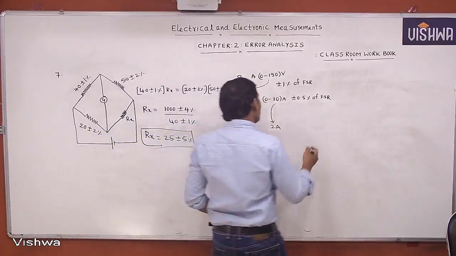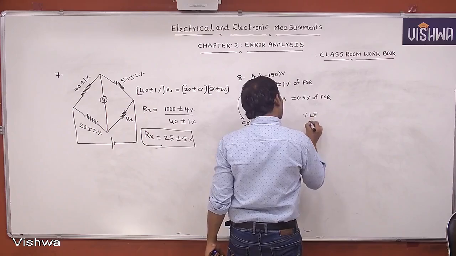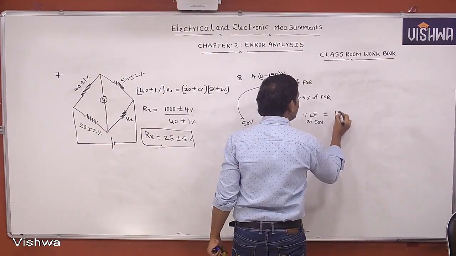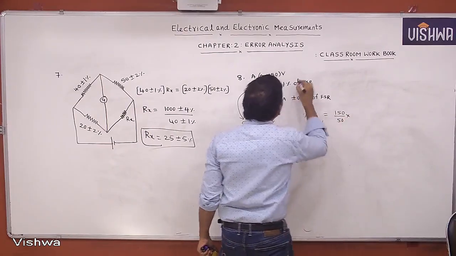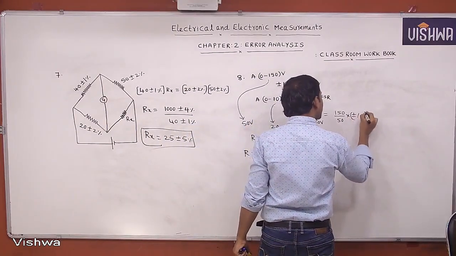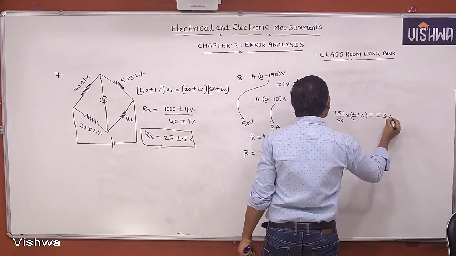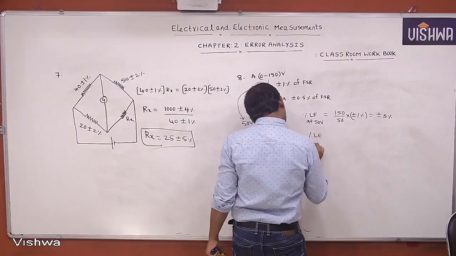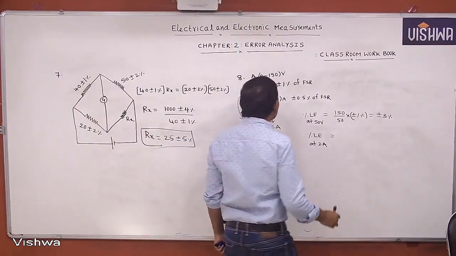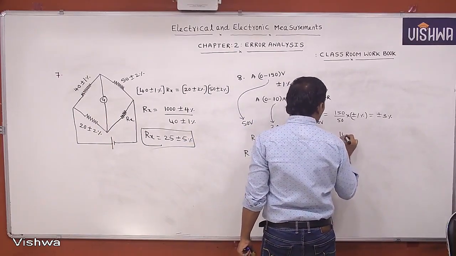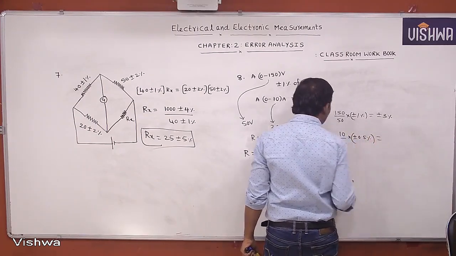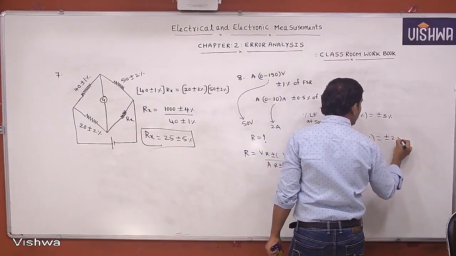Now tell me, what is the percentage limiting error at 50 volts? How much are we measuring? 50 volts. Then 150 by 50. What is the accuracy at full scale? Plus or minus 1%. How much do you get? Plus or minus 3%. Percentage limiting error at 2 amperes: how much current are we measuring using the ammeter? Only 2 amperes. Then 10 by 2 into plus or minus 0.5%. How much do you get? Plus or minus 2.5%.